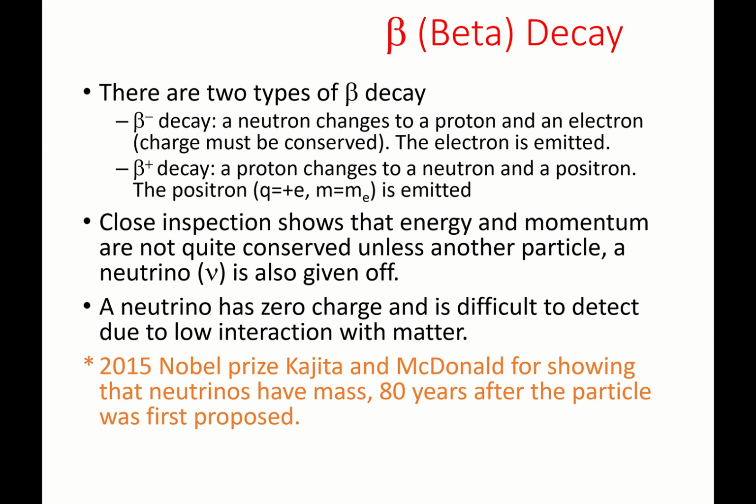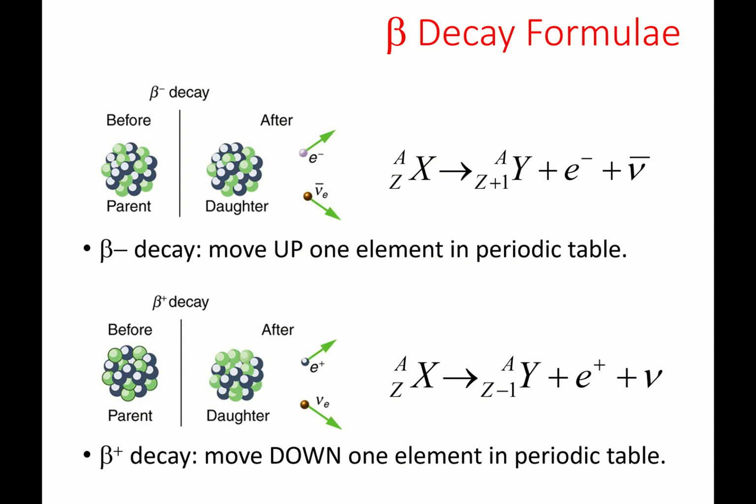And after looking at the energy, they found that the energy and momentum weren't quite conserved unless they accounted for another particle, which they called a neutrino. It's called a neutrino because it has 0 charge, and it's very, very difficult to detect. It does not interact very well with matter, and in fact, it took about 80 years after the neutrino was first hypothesized before someone actually proved that it existed and that it has mass.